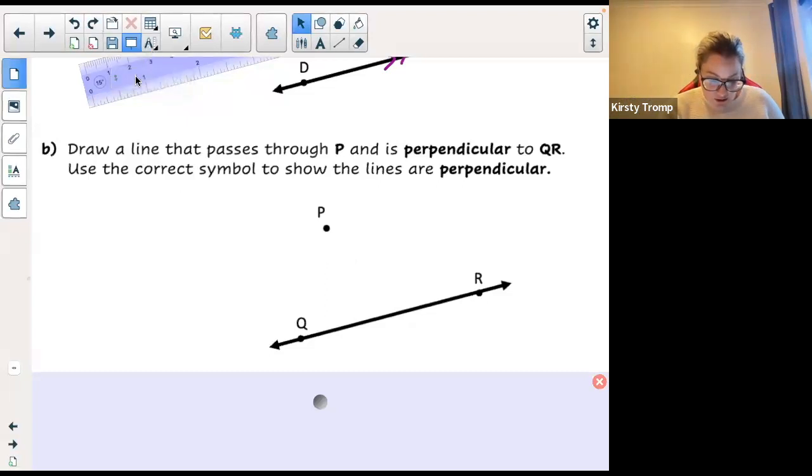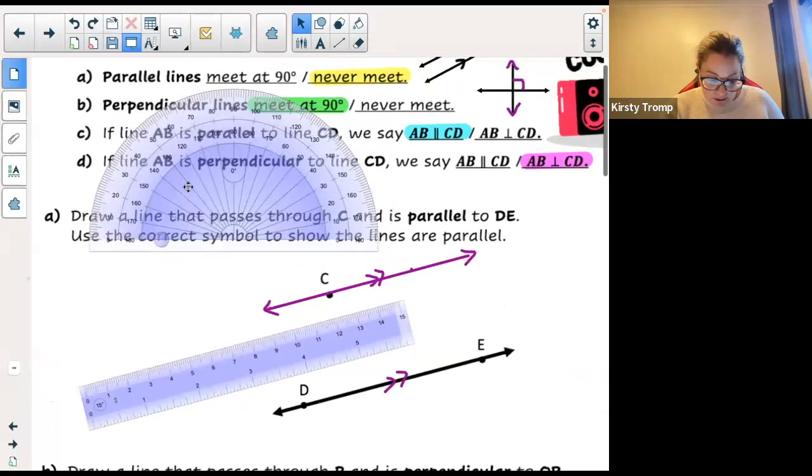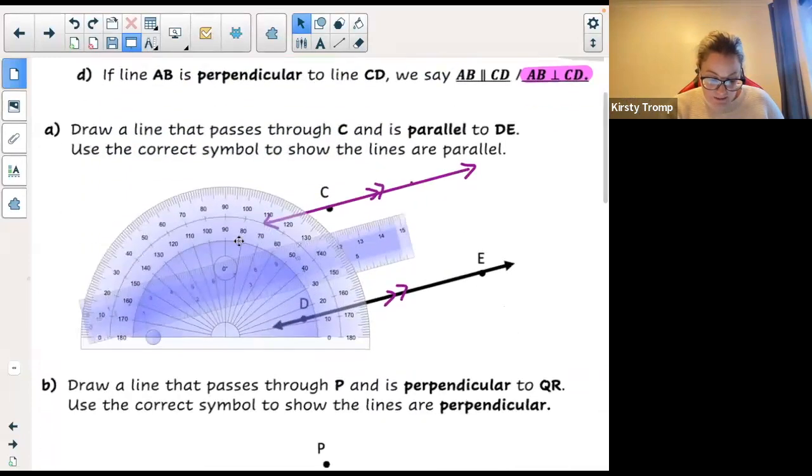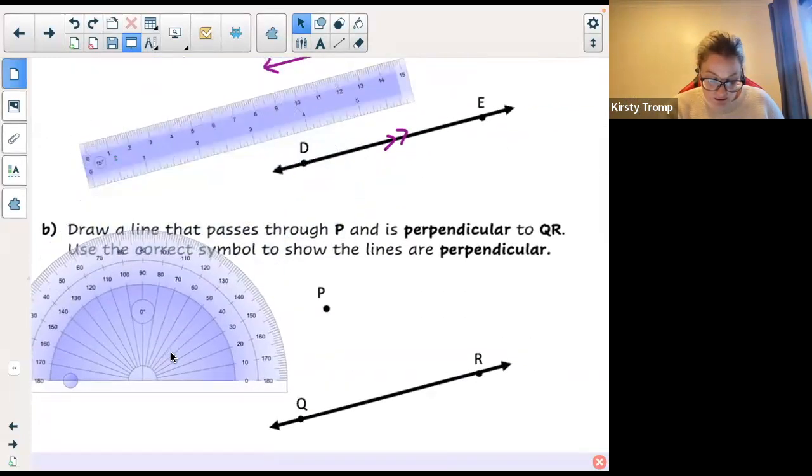So while you guys are doing that, I'm going to go grab my protractor quickly because I'm going to need my protractor.